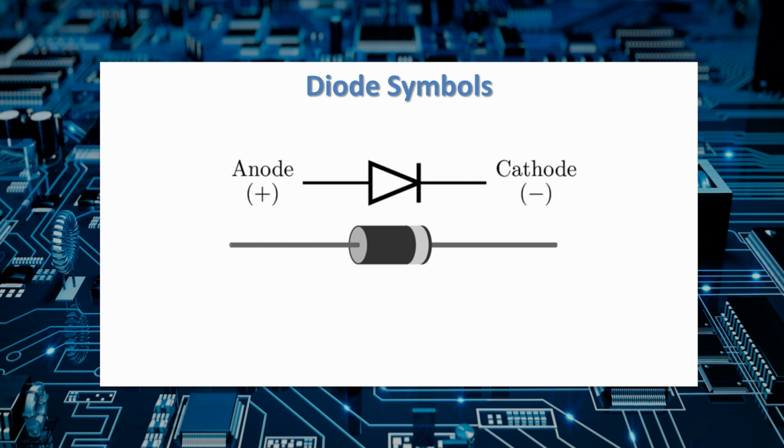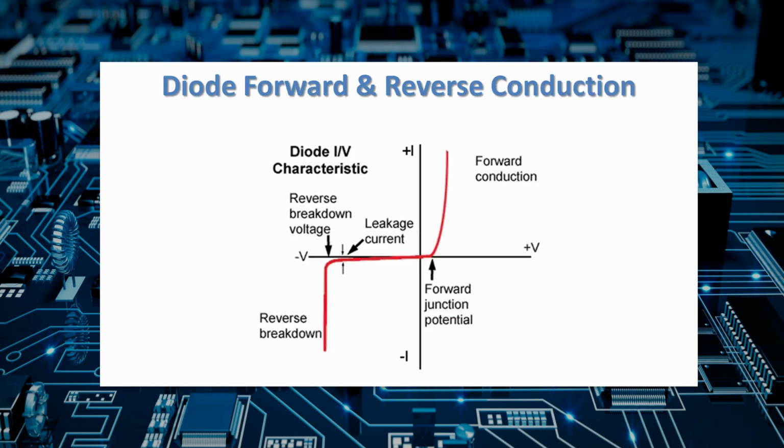For our discussion today on rectifier diodes, consider that the diode only allows current to pass in the forward direction and blocks any current when it's reverse biased. Here's an IV characteristic curve for a typical diode. Notice that there's a forward junction conduction point where the diode starts to conduct. For a silicon diode, that's right around 0.7 volts.